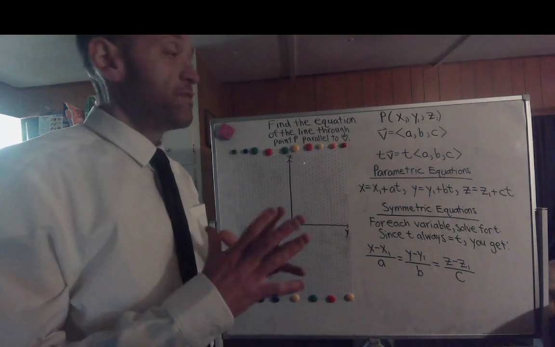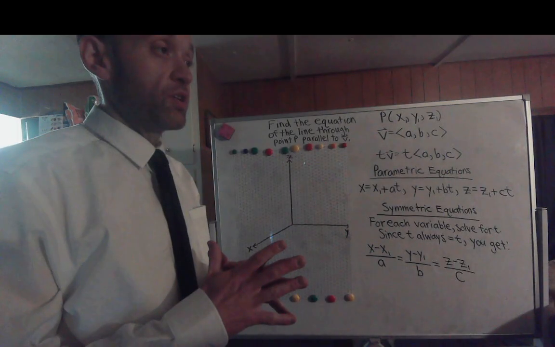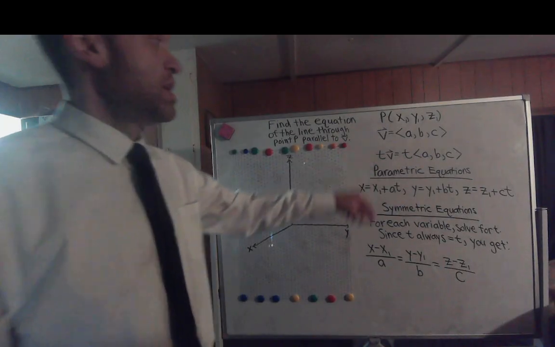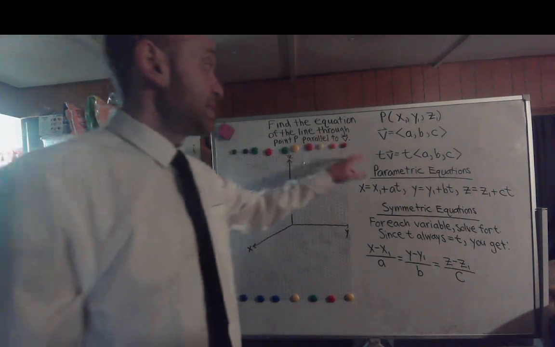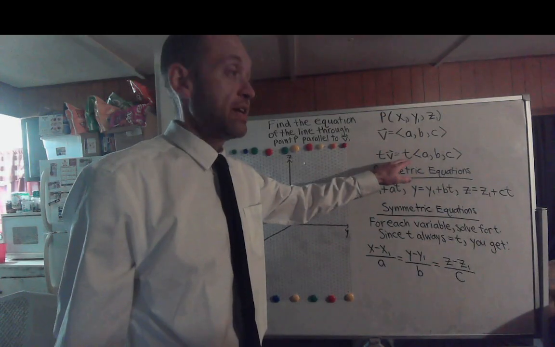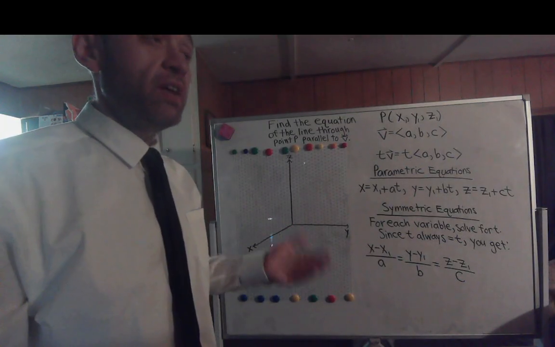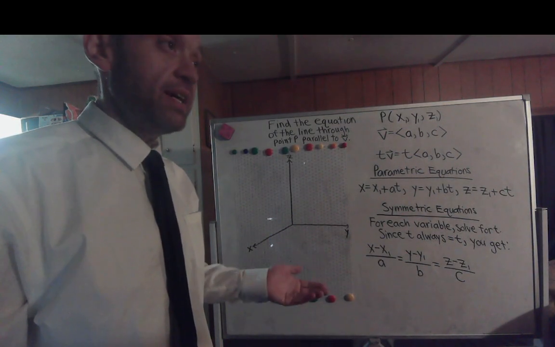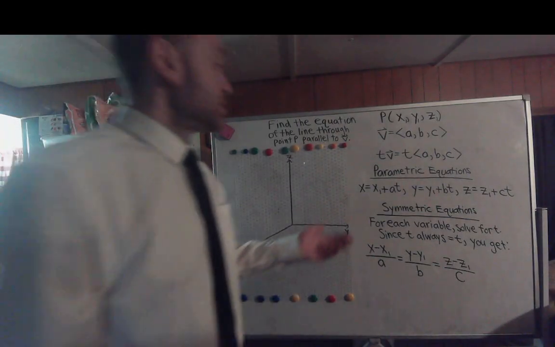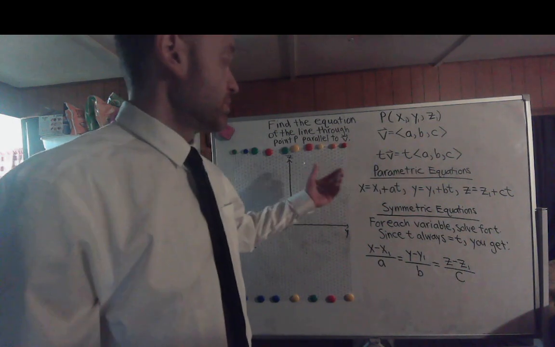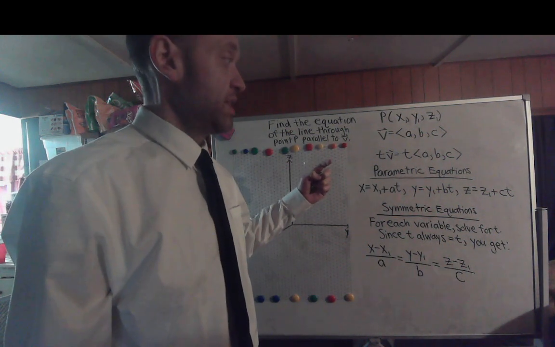Well, if you have a vector parallel to a vector, that means it's just a scalar multiple of that vector. We tend to call that t times vector v, that scalar multiple being t. So it's going to be the same vector just multiplied by a scalar. So it would be t times this vector v for being parallel to vector v.